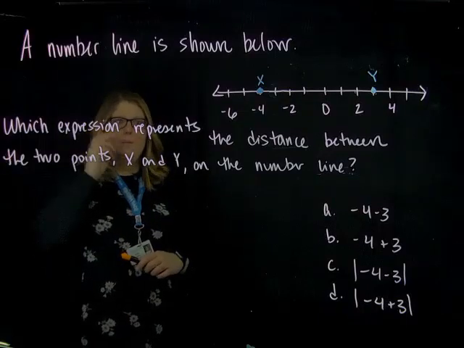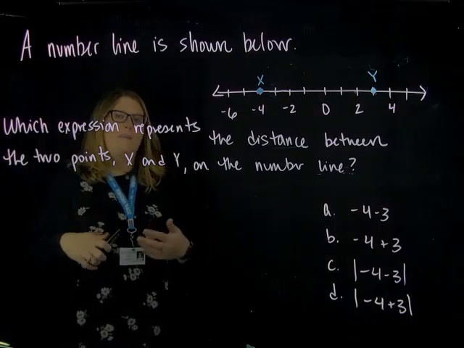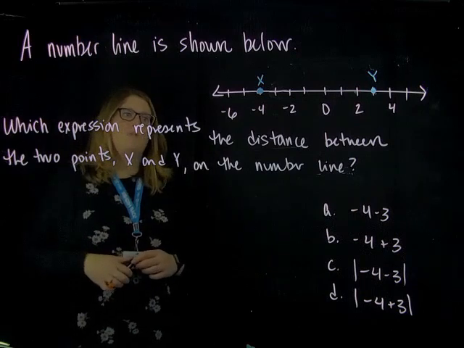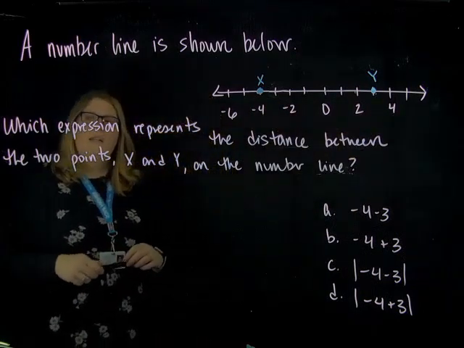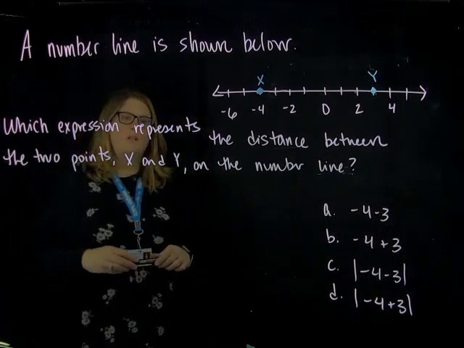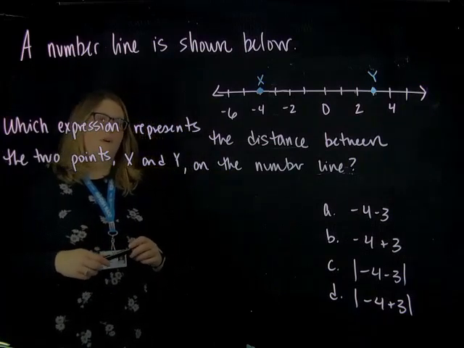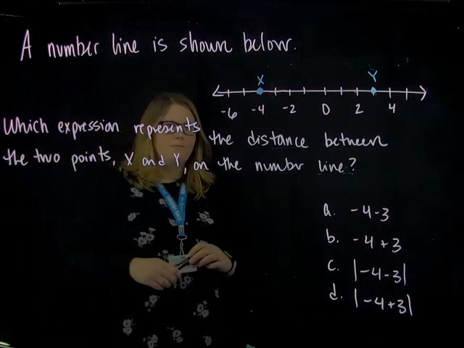Right, so here's another example of a test question relating to absolute value. A number line is shown below. We see this number line here and we see points x and y on it. And the question reads, which expression represents the distance between the 2 points x and y on the number line?